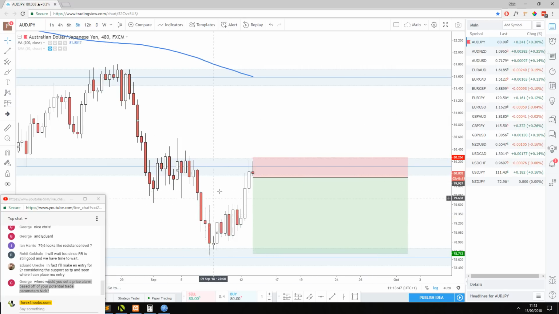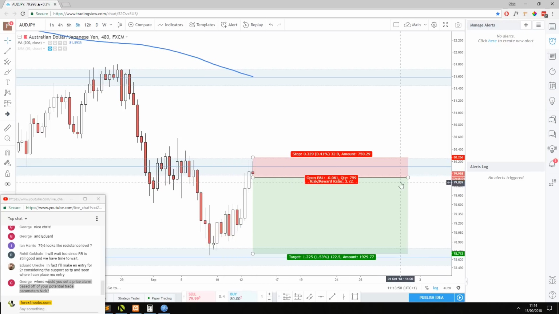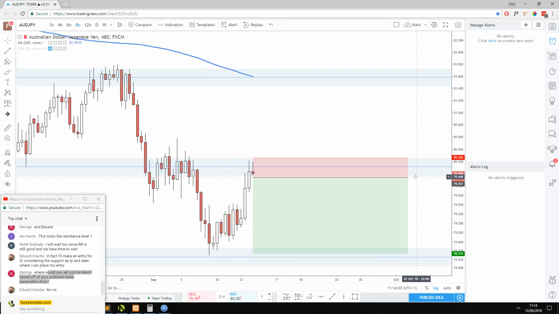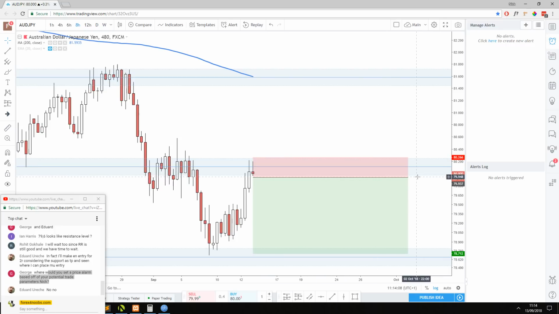Where would I place my alarm? I'll place it here on TradingView, but I don't really use TradingView alarms as much as I use alarms on my actual trading platform. But it's so easy to place them on TradingView though. I just trust my platform's alarms more because that's where I'm taking the trade. Anyway, that's not important.